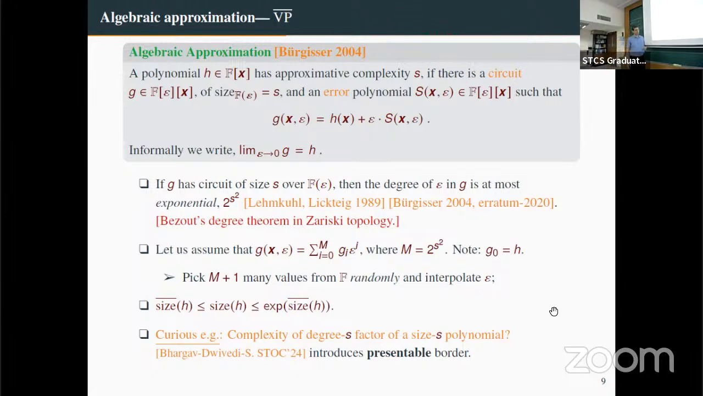So this is called Bürgisser's factor conjecture. So we are still far from proving Bürgisser's factor conjecture. Some progress is there.